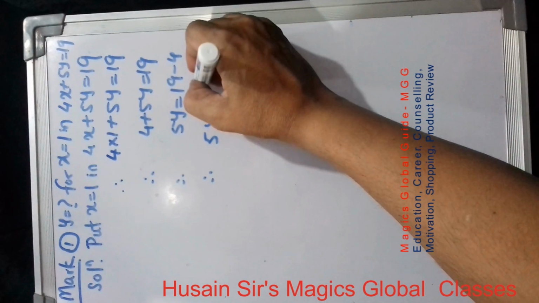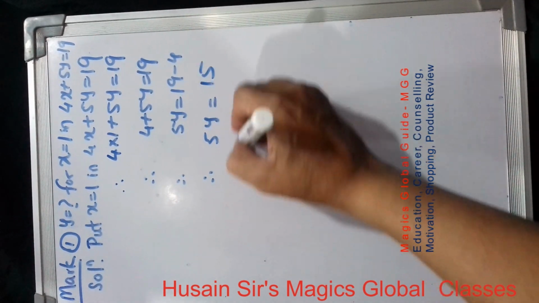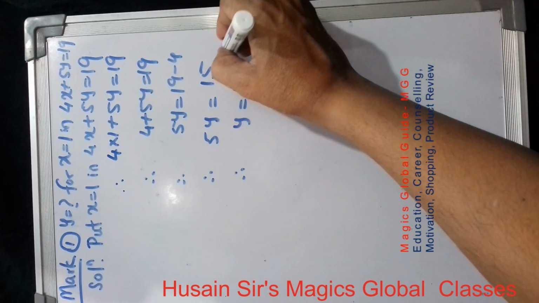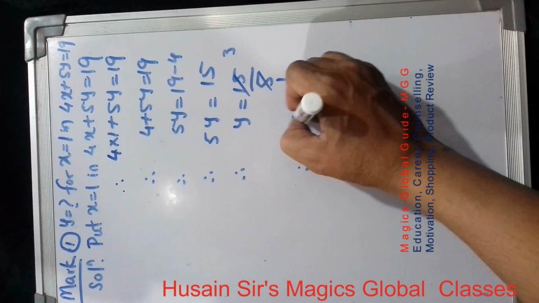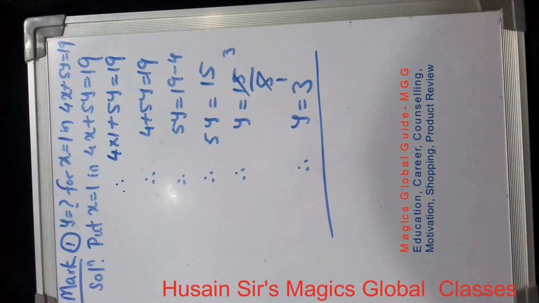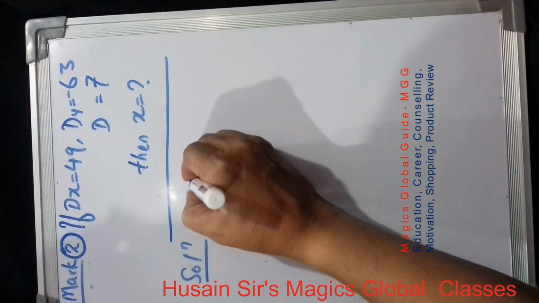Here the first question is, you have to find y for x is equal to 1 in the equation 4x plus 5y is equal to 19. Solution is that put x is equal to 1 in 4x plus 5y is equal to 19. Therefore, it is 4 into 1 plus 5y is equal to 19, that is 4 plus 5y is equal to 19, that is 5y is equal to 19 minus 4, that is 5y is equal to 15, therefore y is equal to 3.